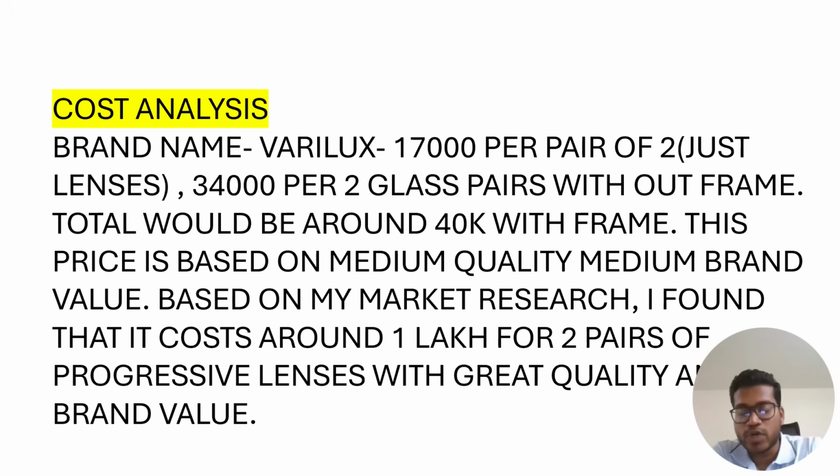So like I said, with progressive lenses you definitely need at least 2 pairs: one for near and intermediate, and one to cover all the ranges. So technically, for 2 glasses, you need 34,000 rupees just for lenses, and with frames it will come to around 40,000 rupees. And this is based on medium quality, a medium brand, and the wide range you select. The wide range is nothing but near, intermediate and long, as I mentioned.